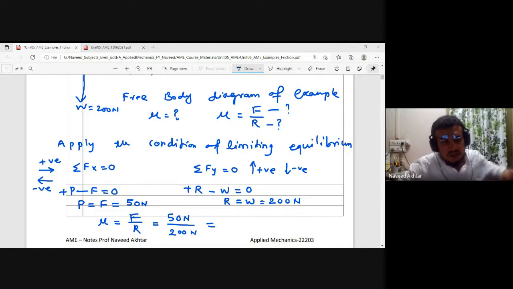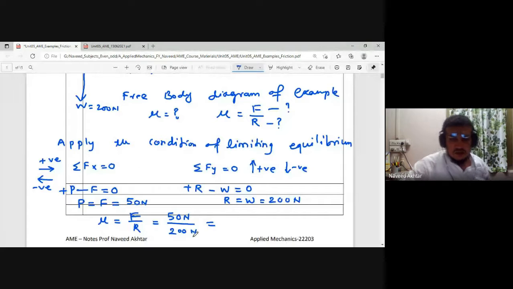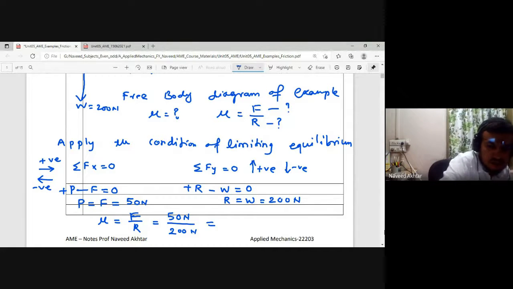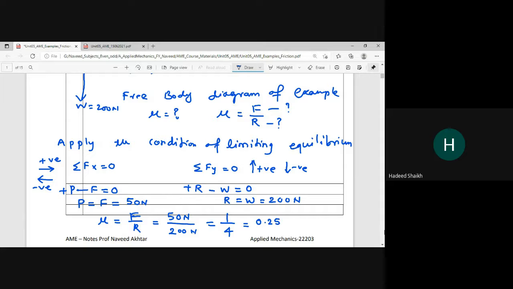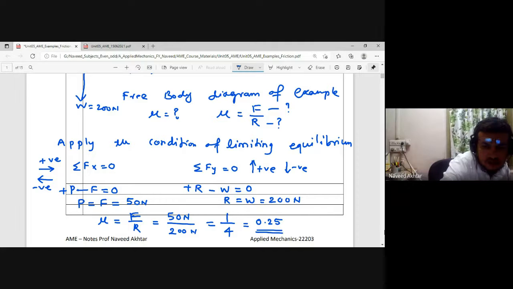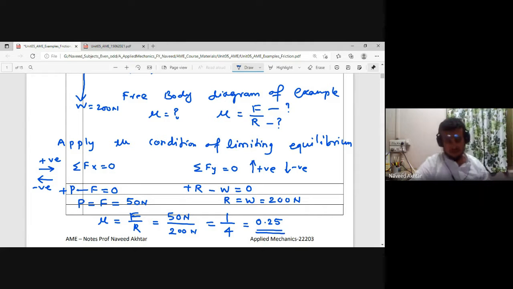So now you can say 50 divided by 200. What will it be? 1 by 4. 1 by 4 means how much? 0.25. So this is nothing but the value of your coefficient. So this is your example number one.